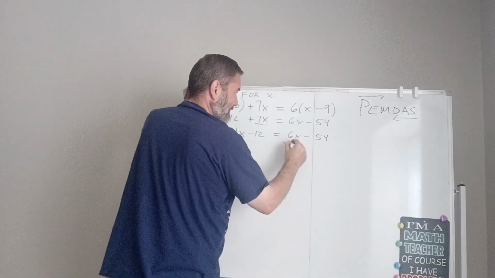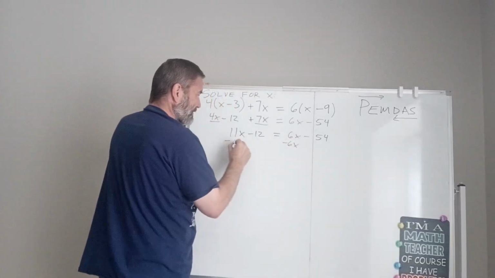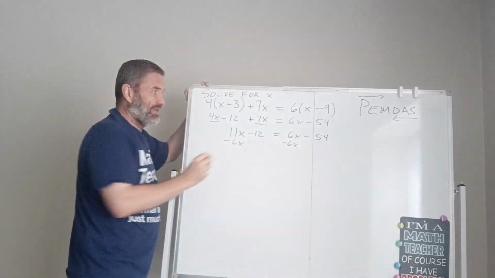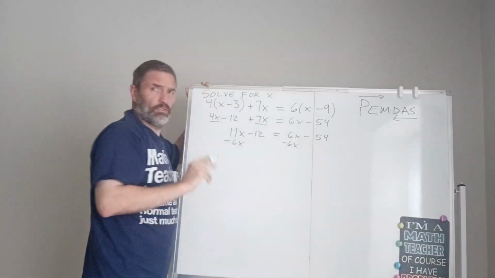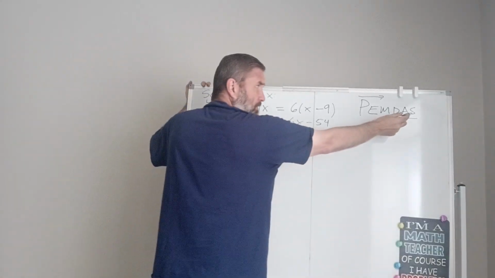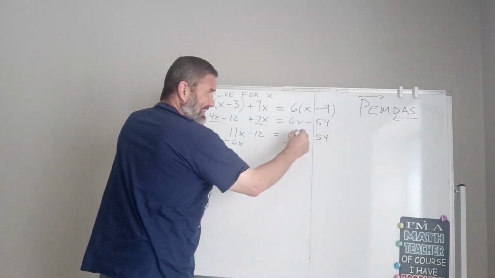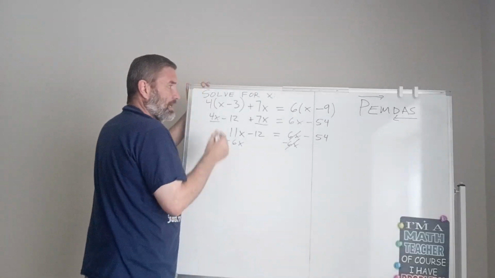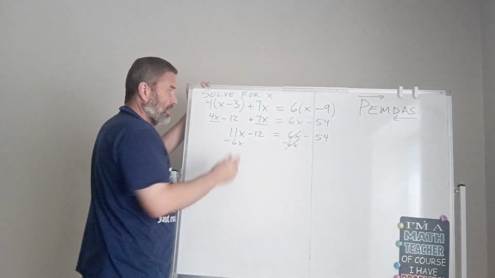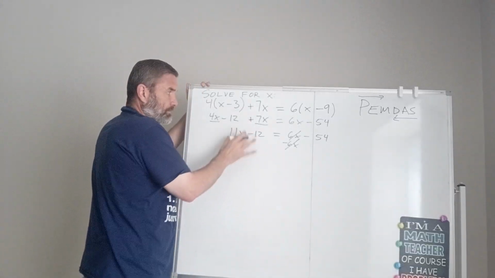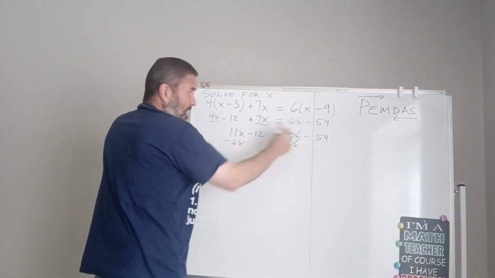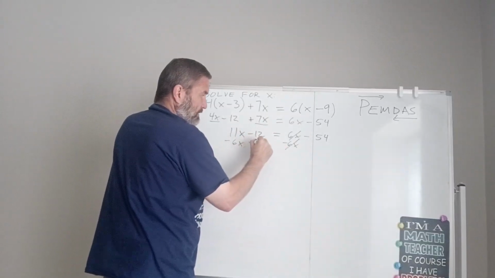I want the x term to be on one side, so there I go, minus 6x. And a lot of students will divide here. Do not do that. Remember, when we solve, we start with addition and subtraction. That will cancel that, okay? Now, I like to do this in the same step. If the variable is going to be over here, remember we want the numbers on the opposite side. So now the opposite of minus 12 is plus 12.